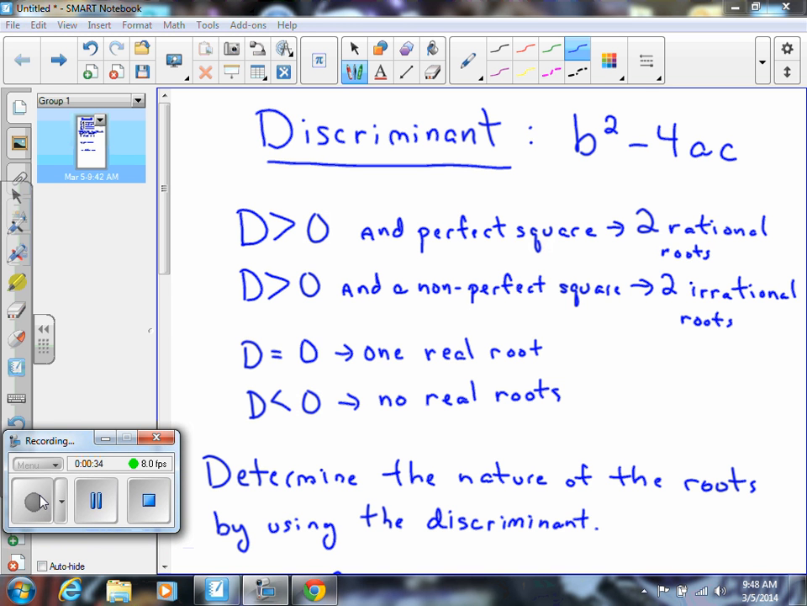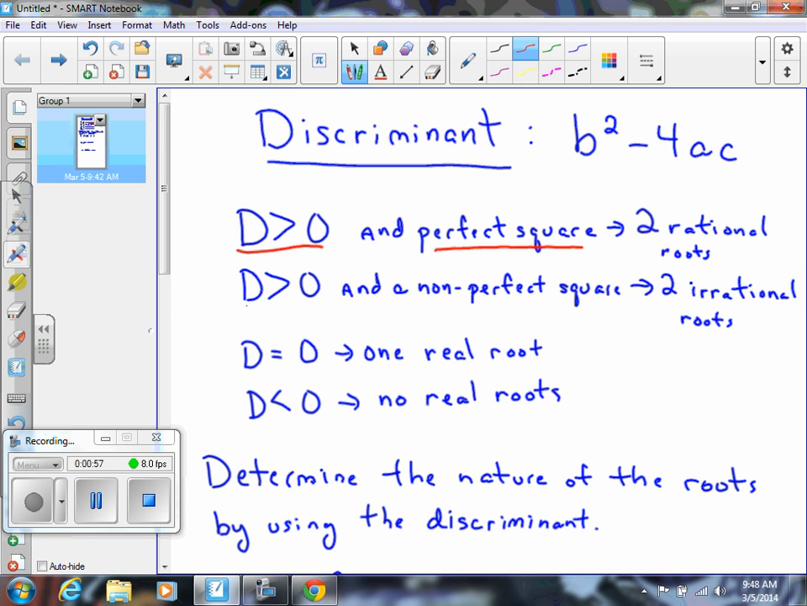If the value comes out to a number that is greater than 0 and a perfect square, such as 4, 9, something that we can take the square root of and get an integer answer, then there are 2 rational roots for that type of equation.